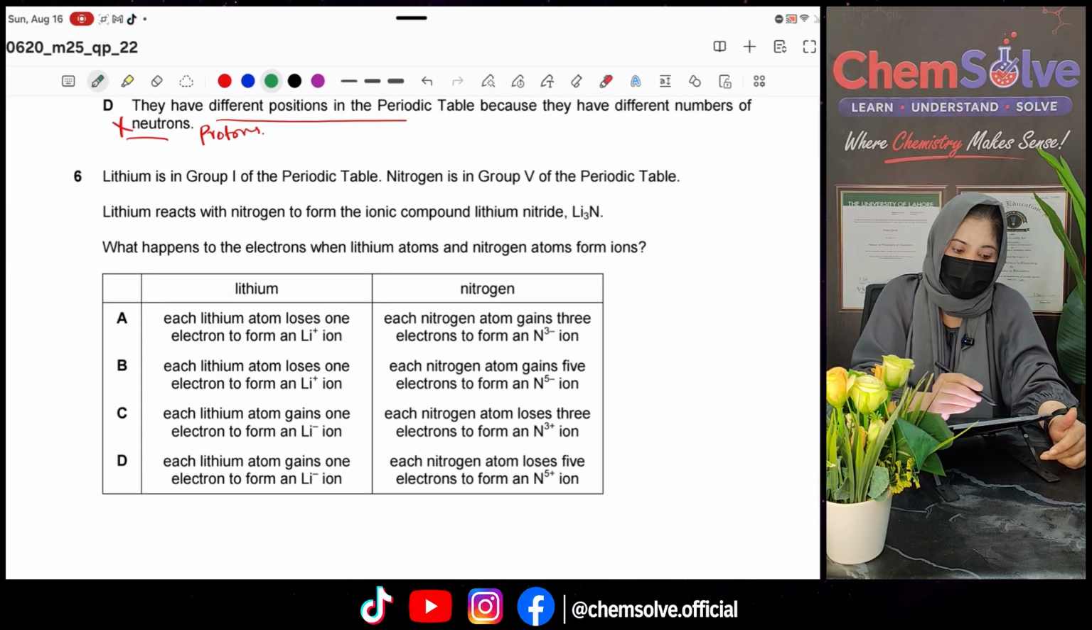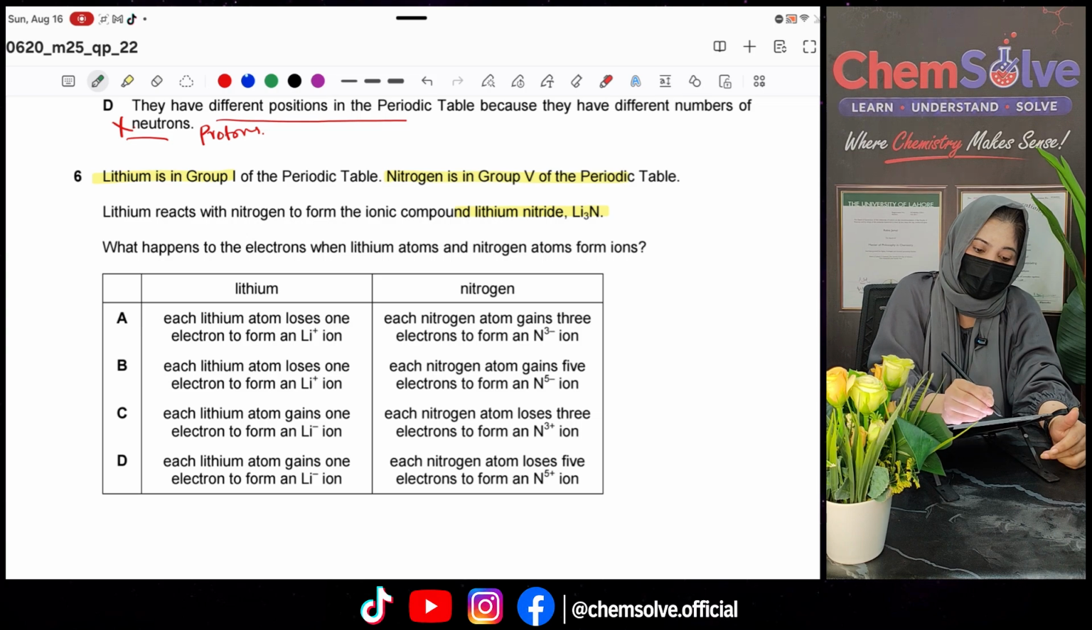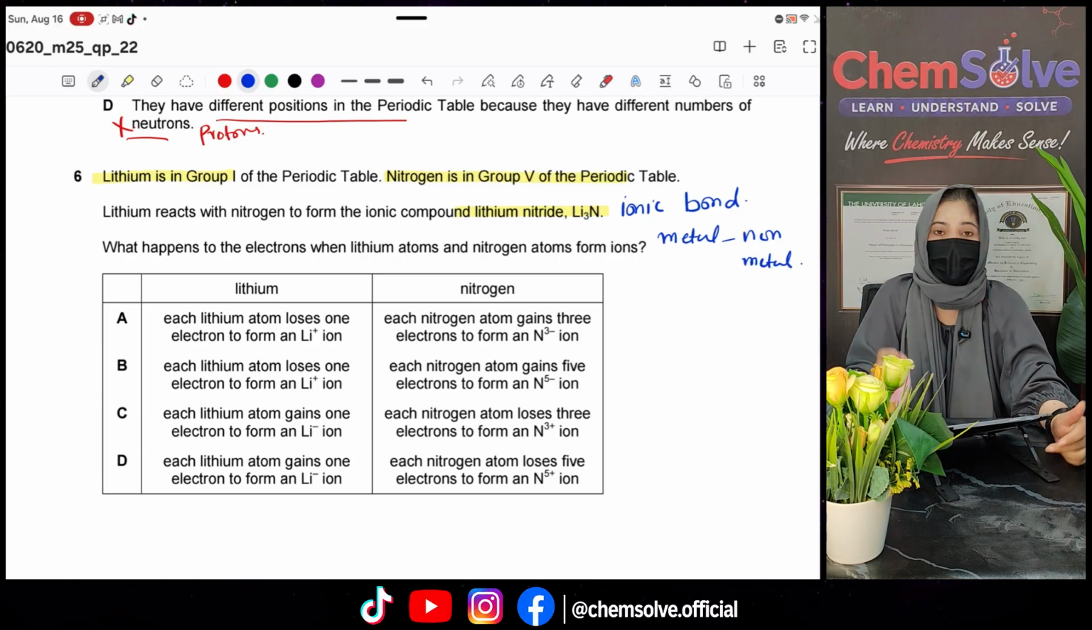Question number 6. Lithium is in group 1 of the periodic table. Nitrogen is in group 5 of the periodic table. Lithium reacts to form the ionic compound lithium nitride. What happens to the electron when lithium atom and nitrogen atom form the ions? Of course, it is an ionic bond because an ionic bond is formed between a metal and a non-metal, right?